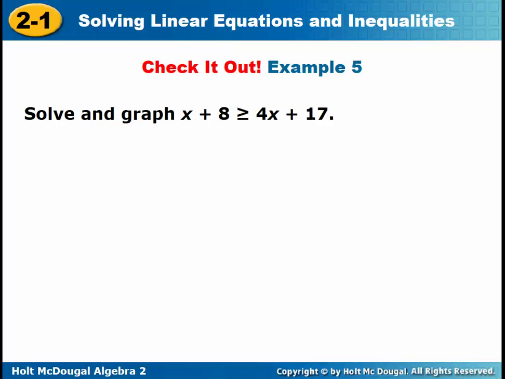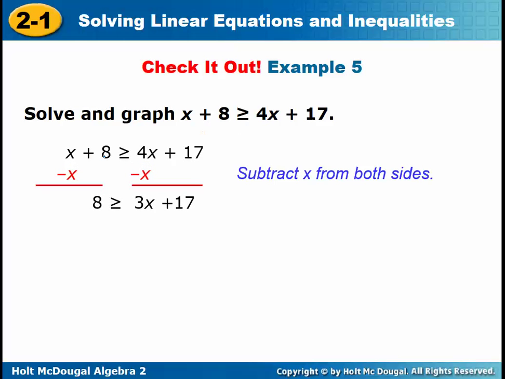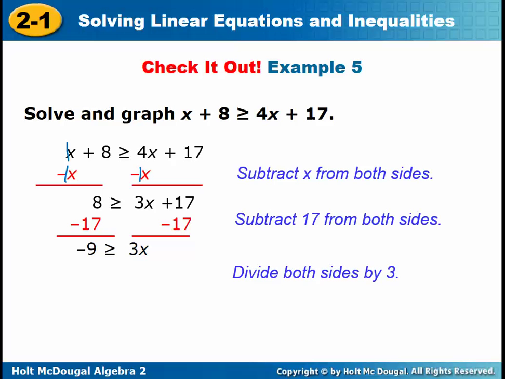All right, here's another example. First thing is to solve it just like it was an equation, but being careful that if we ever divide by a negative, we have to do some other extra steps. So subtract 1x from both sides, and you get 3x over here. So 8 is greater than or equal to 3x plus 17. Subtract 17, and 8 minus 17 is a negative 9, is greater than or equal to 3x. Then divide by 3, and we get negative 3 is greater than or equal to x.